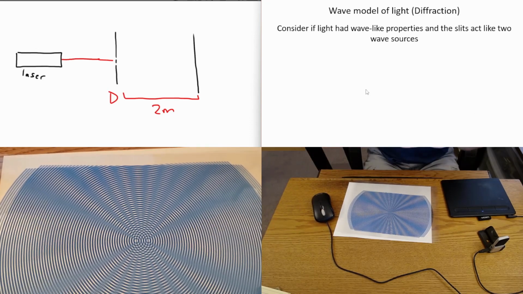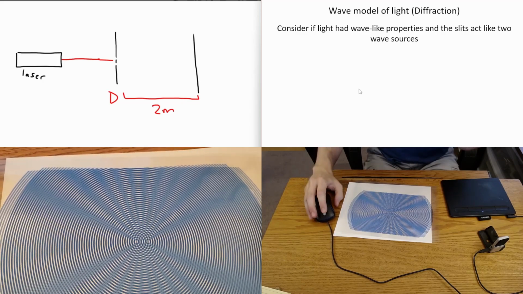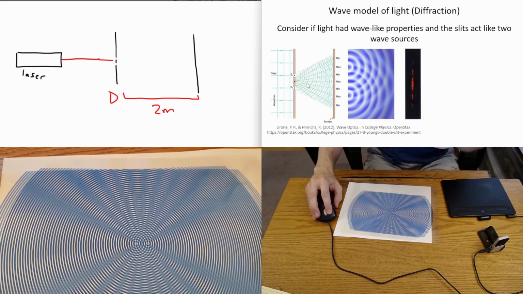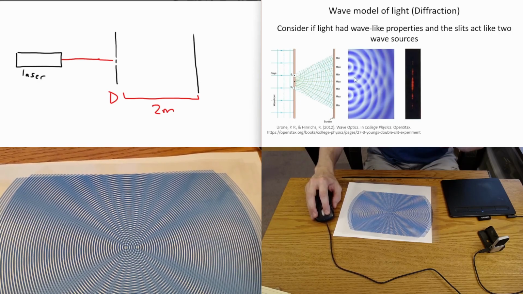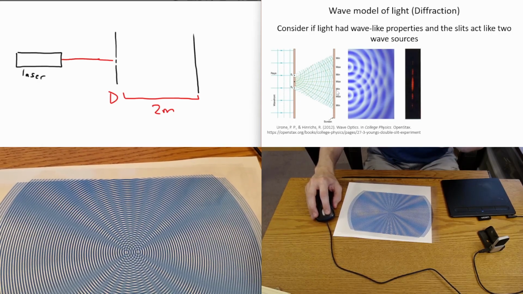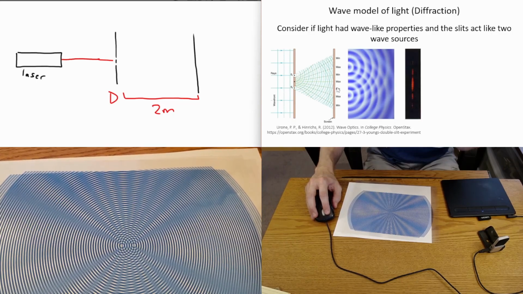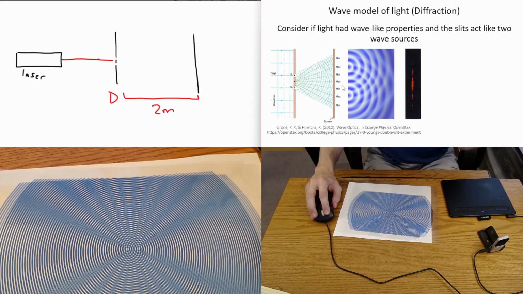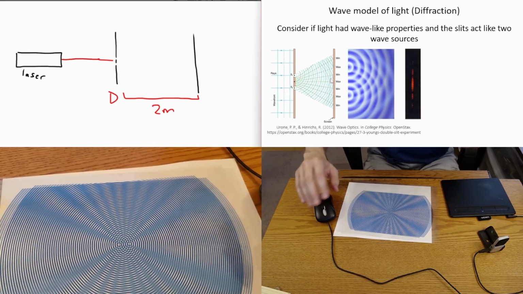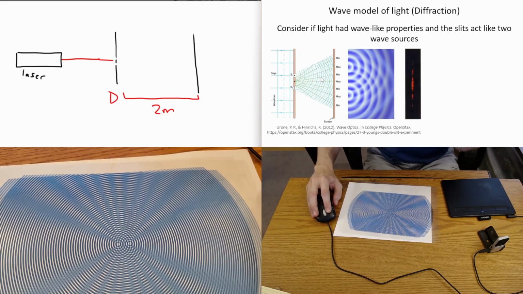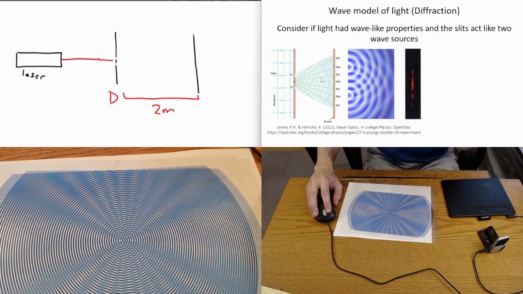So if light has these wave-like properties, and the slit acts like two wave sources, we get this thing that we call an interference pattern. It's sending out these two waves, and based on how those waves are interacting with each other, we are going to get these repeating patterns of bright spots when the waves are helping each other out, and dark spots where the waves are canceling each other out.